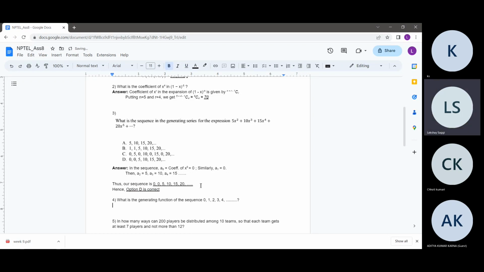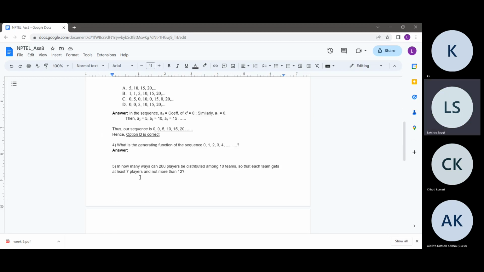Now let's come to the fourth question. If I'm moving too fast or there's something you're not able to understand, you can let me know via chat. So yeah, now let's come to the fourth question.